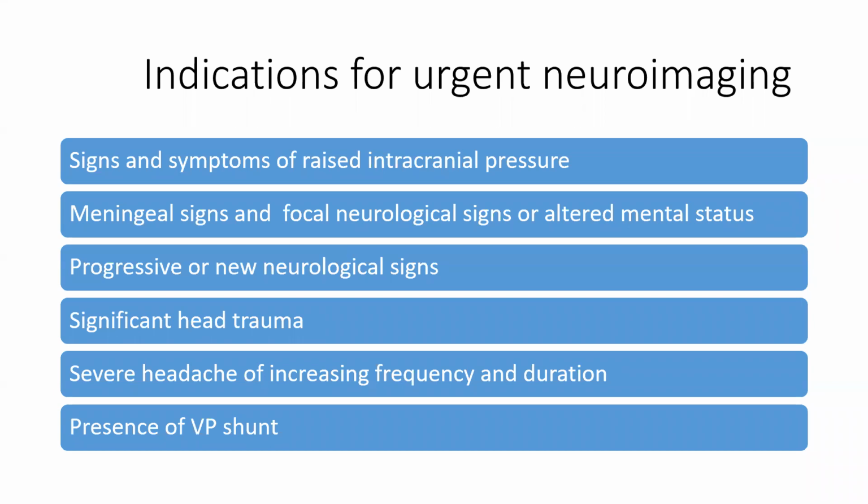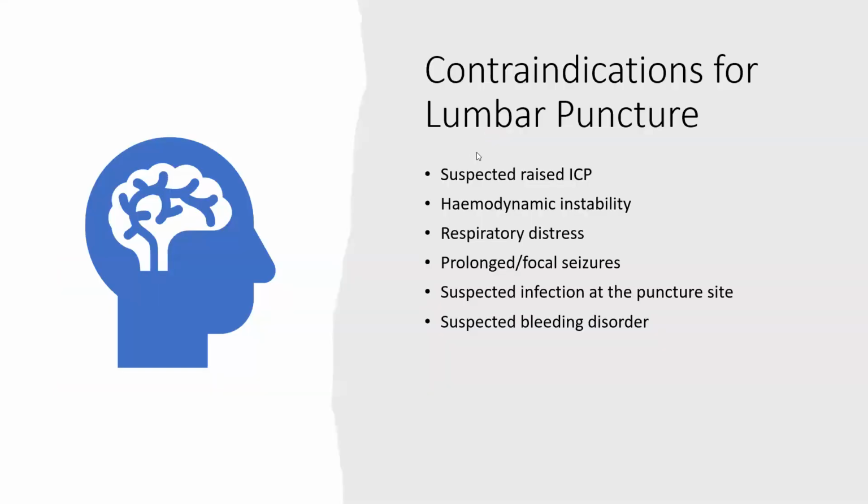Absolutely, cardiovascular instability. Obviously, if the child is unstable, we cannot do it. Absolutely, skin infection around the lumbar puncture site. You've already learned that, so that's good. Bleeding disorder, fantastic. So suspected raised ICP, instability, and also respiratory distress. And if the child is having seizures, because you don't know, so you can't do it. And the rest, you already covered.